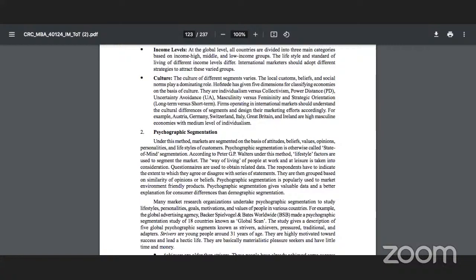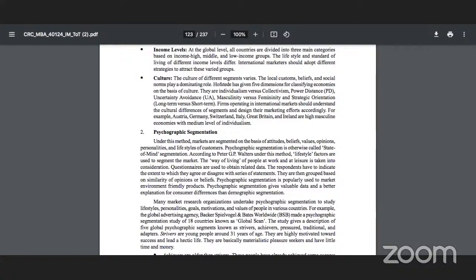Culture is another important factor that is considered. Here we need to understand that when we talk in terms of culture, it includes customs, beliefs, and social norms which play a dominating role. Now, what Hofstede has done, he has given 5 dimensions for classifying economies on the basis of culture. They are individualism versus collectivism, power distance, that is PD, uncertainty avoidance, that is UA, masculinity versus femininity, and strategic orientation, that is long term versus short term.